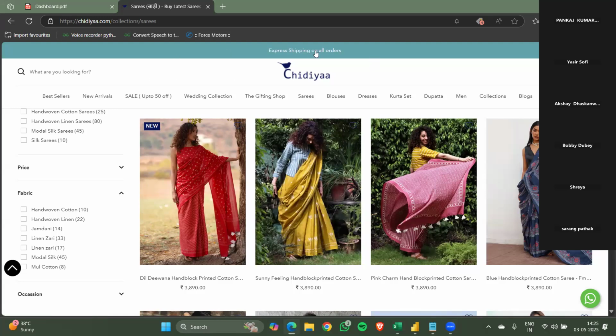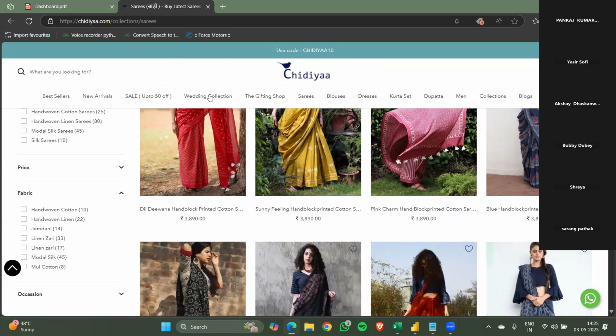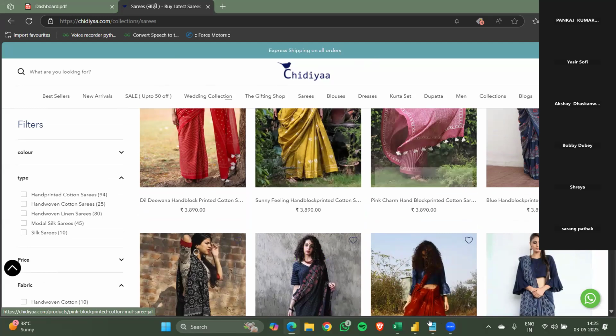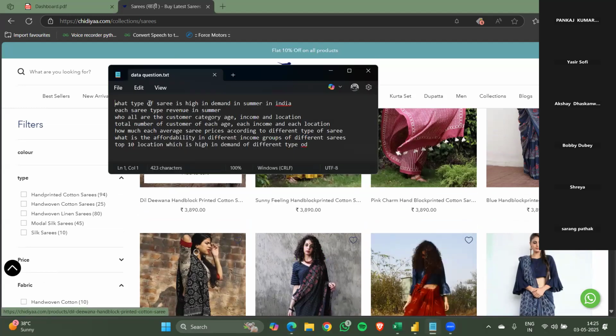So I was given the task to do market research on this website, which sells sarees, different types of sarees. The few questions I was given were: what type of saree is high in demand in summer? Each saree type's revenue. Who are the customers, categorized by age, income, and location? What was the total number of customers in every age group, income group, and location? And what are the average saree prices for the different types of sarees, along with affordability and locations?